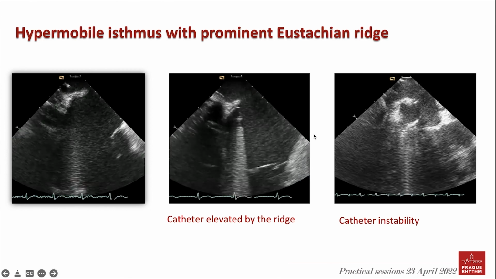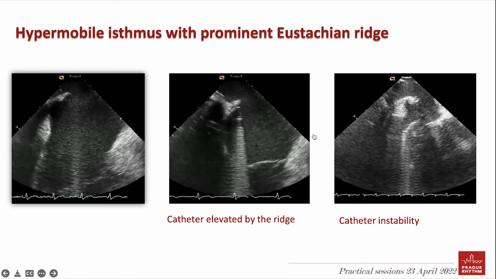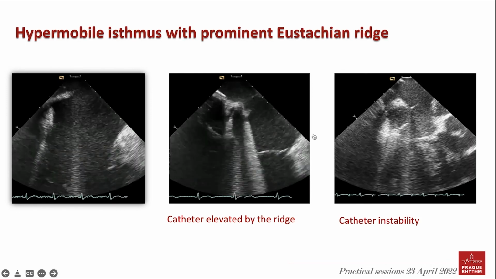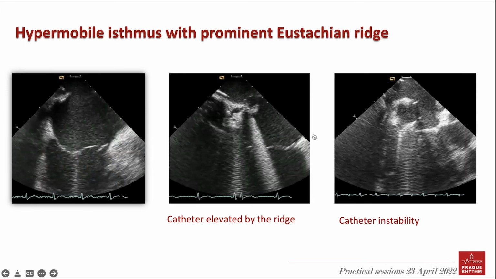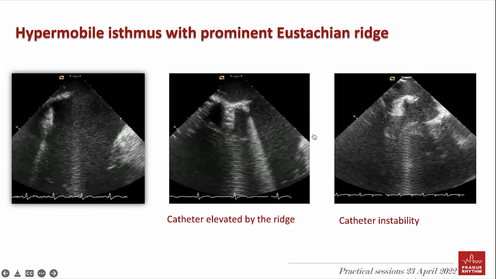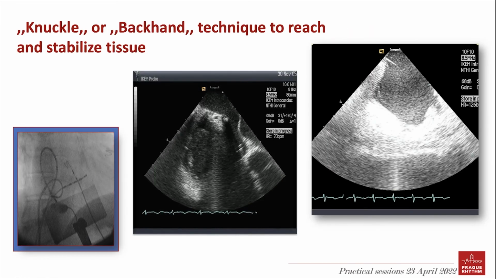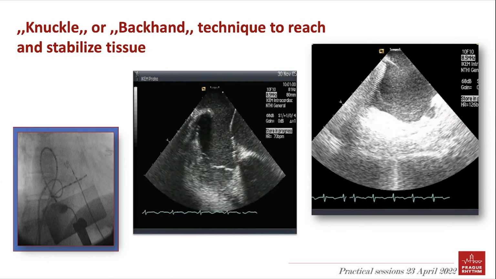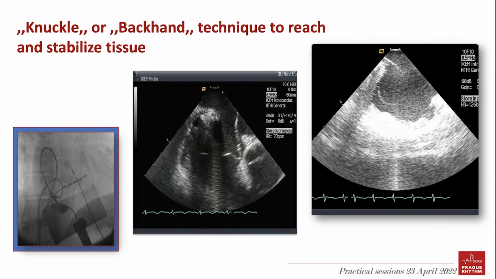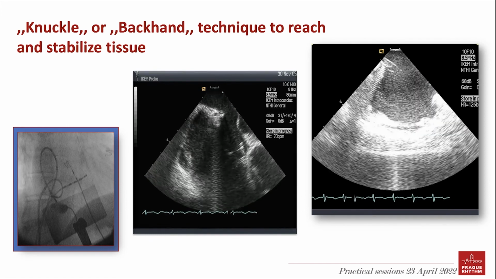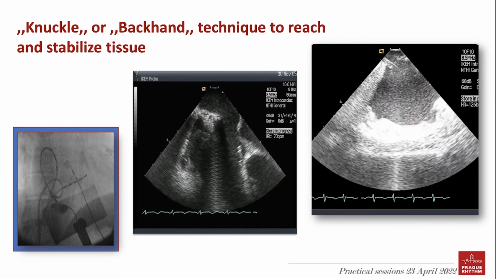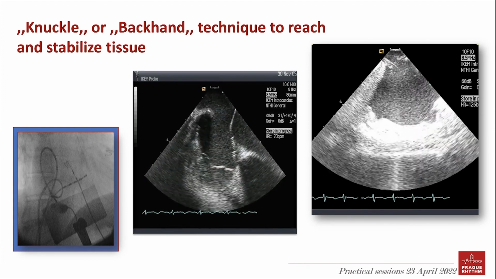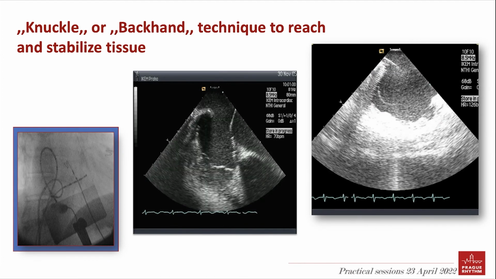Here is an example of a hypermobile isthmus with a prominent eustachian ridge, as you can see here. And you can see how difficult it is to keep the ablation catheter in the right position. In such cases, we use a backhand position of the catheter, like you can see in this picture here. The eustachian ridge was a difficulty to achieve a good position with this catheter and contact with the tissue.